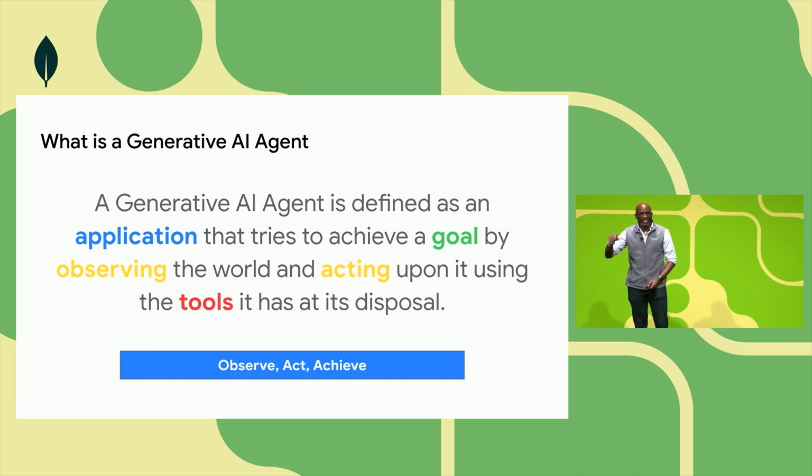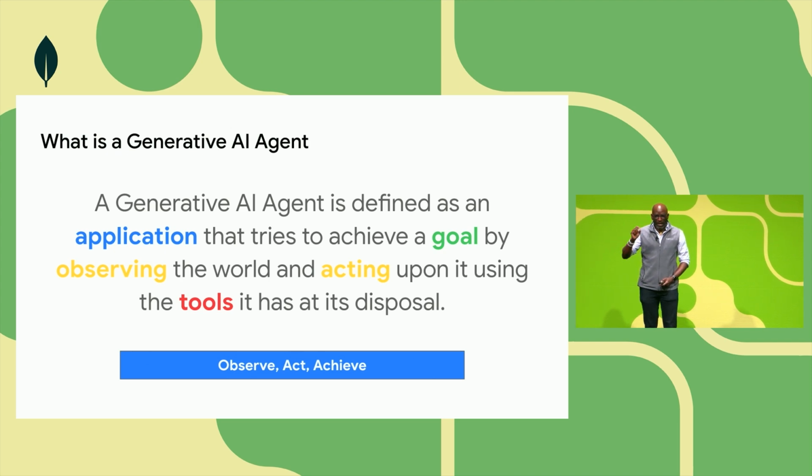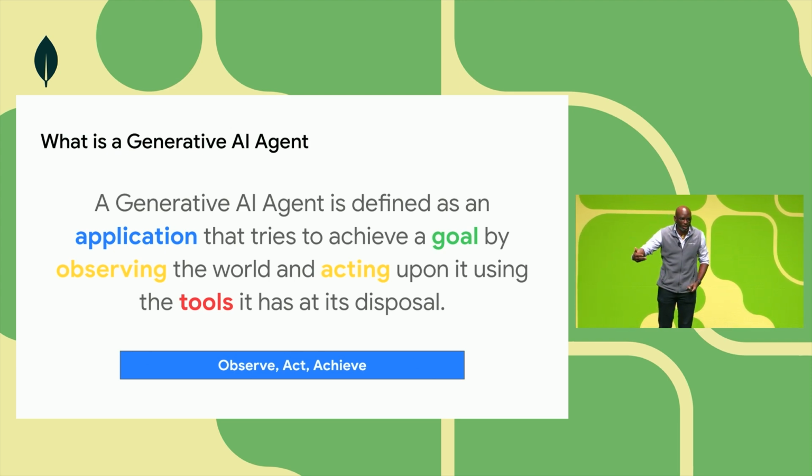Having said that, what is a generative AI agent? It's really an application. I talked about the LLM being just a piece of the application, so you're still building an application. It's trying to achieve a goal by observing what the user wants to do, acting upon it, and then using tools to make the execution at runtime. So it's kind of three things: it observes, it acts, and it achieves your goals. And you'll see a demo about that as well.